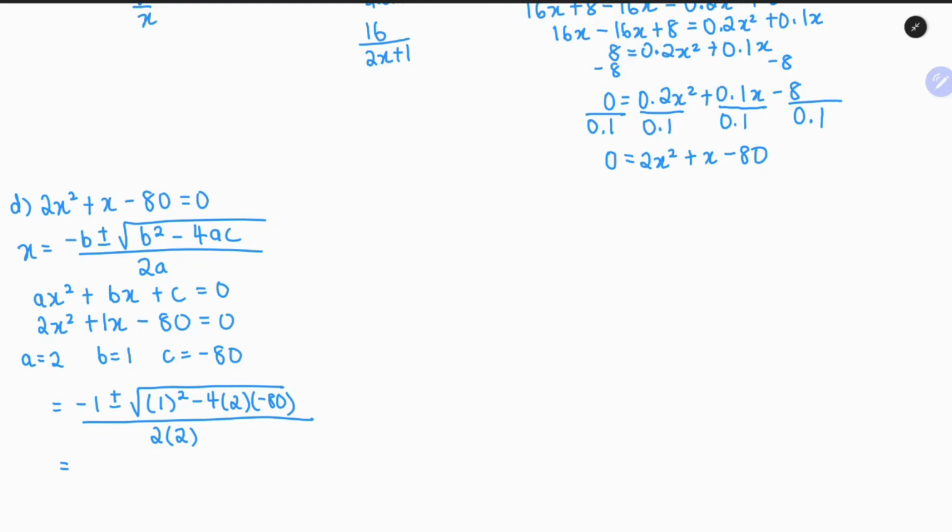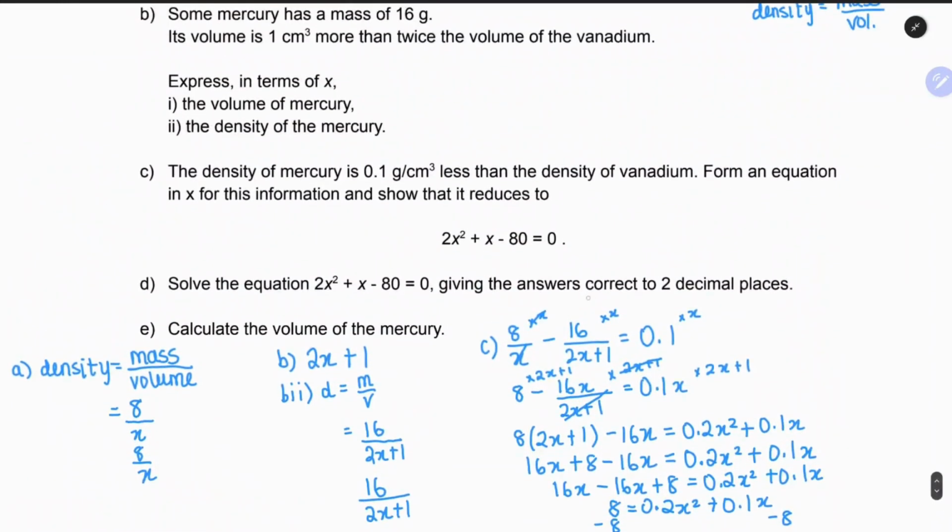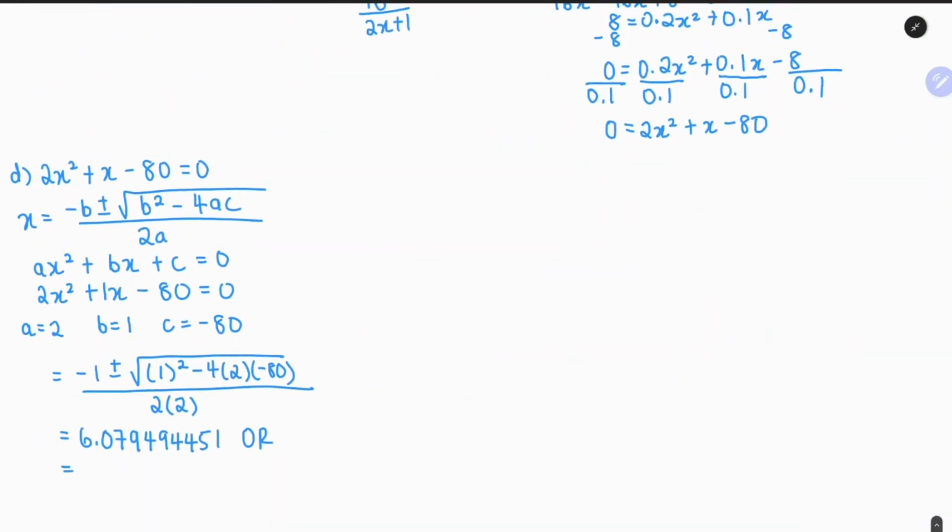So that would give you 6.079494451. And in this case, it's asking us to give it correct to 2 decimal places. Correct to 2 decimal places, you'll have 6.08, because there's 2 decimal places, and the 9 will round off the 7. So you'll specify again, 2 dp.